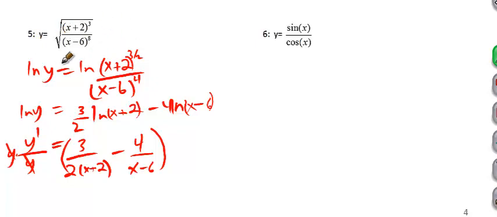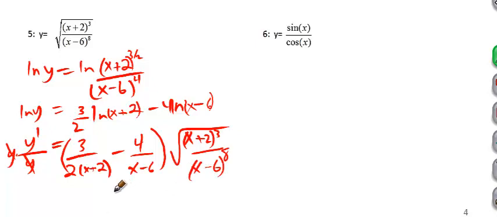The original function. Square root of x plus 2 cubed over x minus 6 to the 8th. So in the end, you can't forget you have to multiply through by the original. And yes, you could distribute this and probably simplify it down a little bit. I don't know if you really could simplify it much. But like the x minus 6 to the 8th, that becomes just the 4th. And you could do something with that, but I personally would leave it just like this.